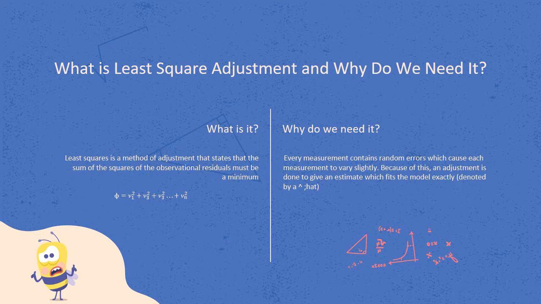Let's take the case of a distance. If a distance is measured 3 times to give 3 different solutions, an adjustment is needed to give one unique solution, as that distance cannot be 3 different values. This is the basis of adjustment.